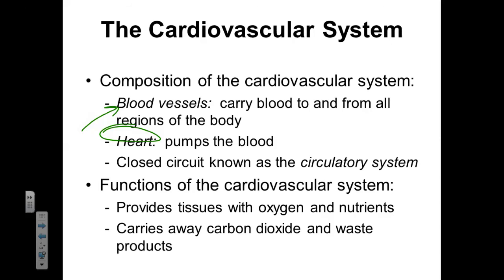Now, if we go into a more in-depth discussion about this topic, we'll talk about fluid leaking out of the cardiovascular system to form extracellular fluid. But generally speaking, what's in the cardiovascular system stays in our cardiovascular system. The functions of our cardiovascular system are to circulate nutrients and other blood gases.